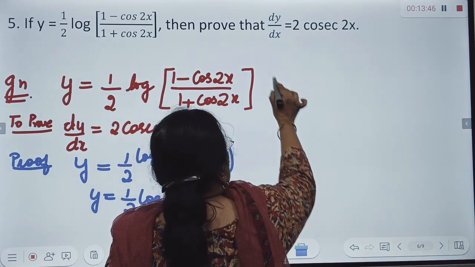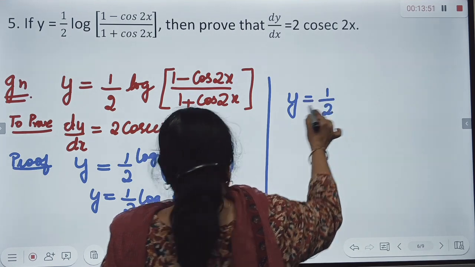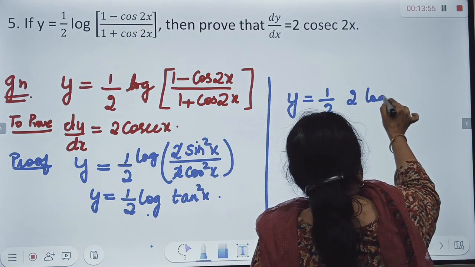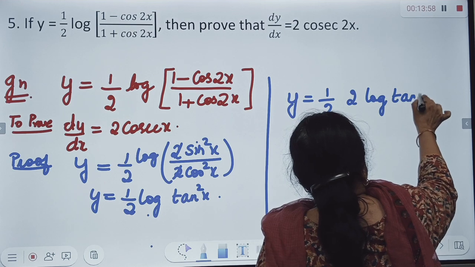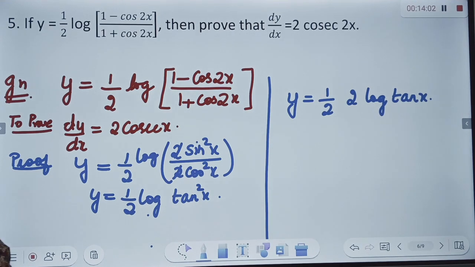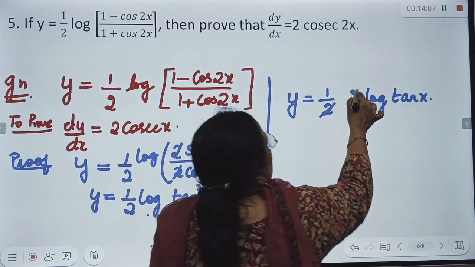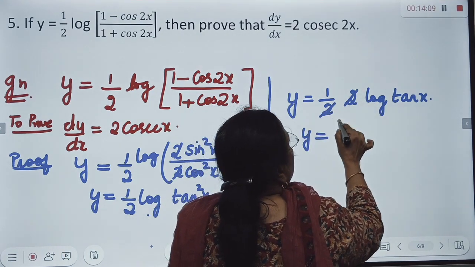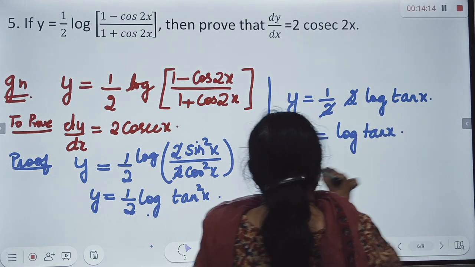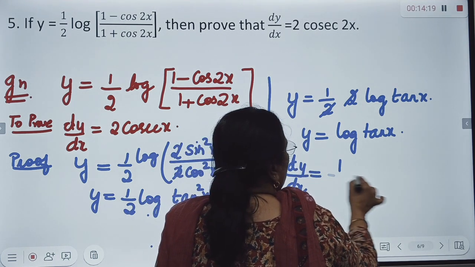Now using the law of logarithms, log of a power m is m log a. I can write y as half into log of tan square x is 2 log tan x. I am using the property of logarithms, laws of logarithm. Log of a power m is m log a. So y is simplified to log tan x. Now when I differentiate, I get dy by dx is equal to 1 by tan x.